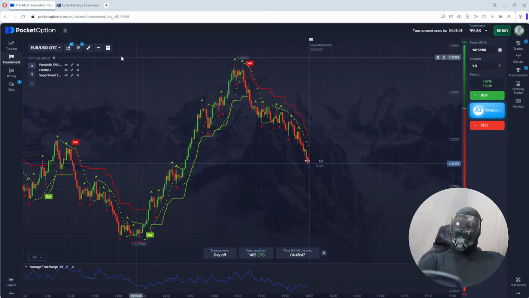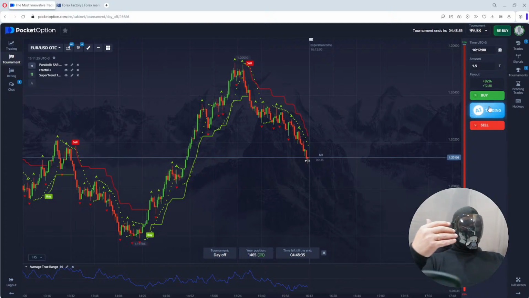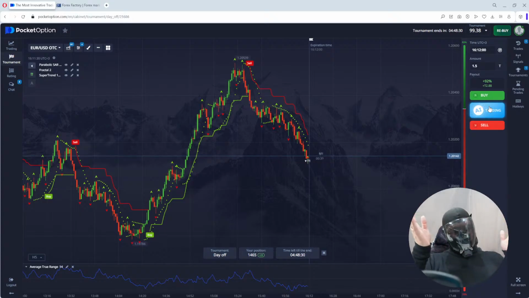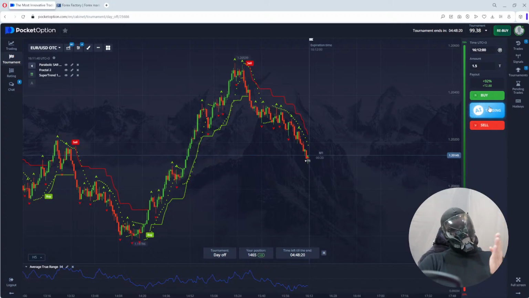So as you can see, we got Euro Dollar. We're in the tournament right now, and the beautiful thing about this is that we also have the AI button. Now, Pocket Option. I realize that some of you would not have time to sit in front of a computer like I do for a whole day, and you might be on the go, and the technical analysis is a little bit difficult to do on the phone.